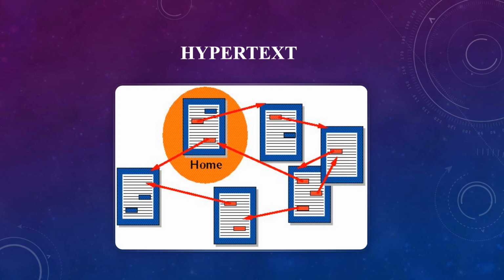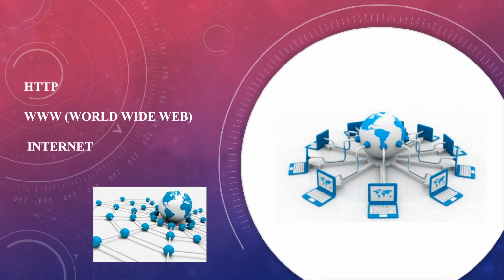Hypertext is basically a document, also called a page, which consists of text and links to multiple other documents. Okay, so again the definition is it consists of text and hyperlinks. These hyperlinks are nothing but references to multiple other documents. Let's understand this using a basic example.